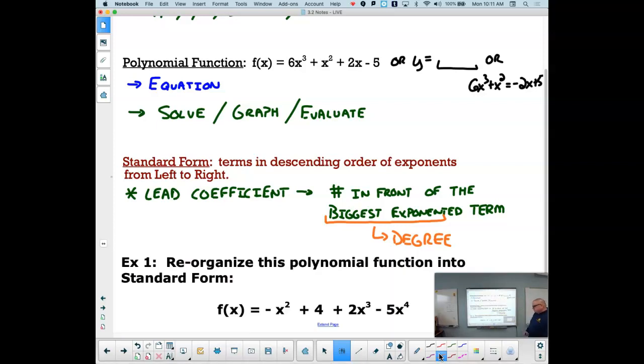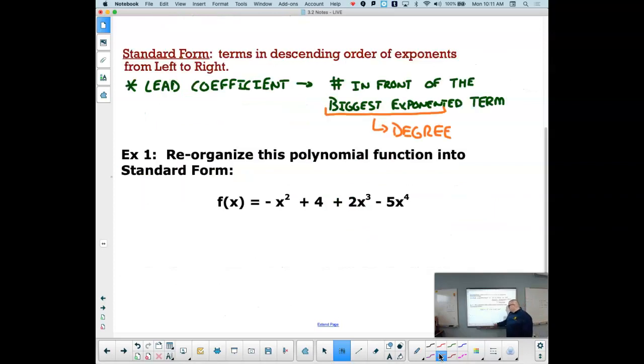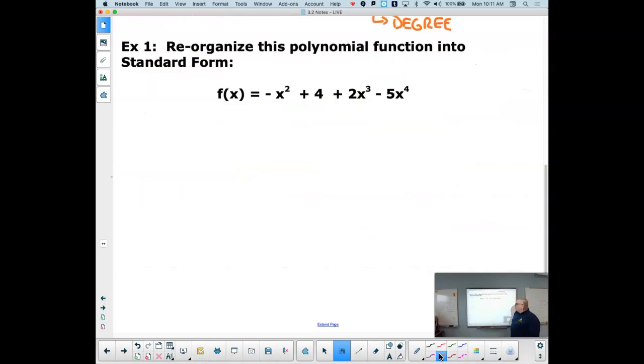So let's try our first example here. Let's reorganize this polynomial into standard form. I'll give you a couple of seconds here to write it down, and to reorganize it into standard form.